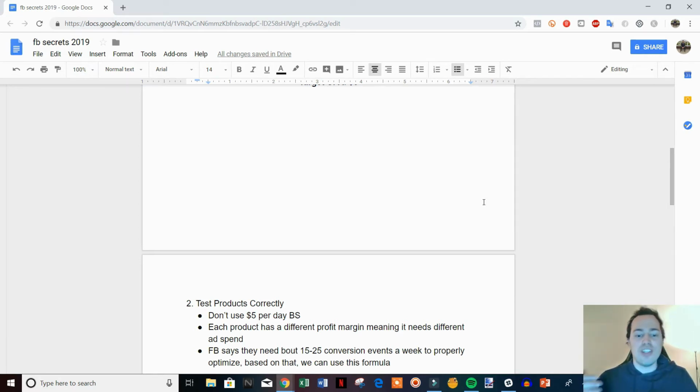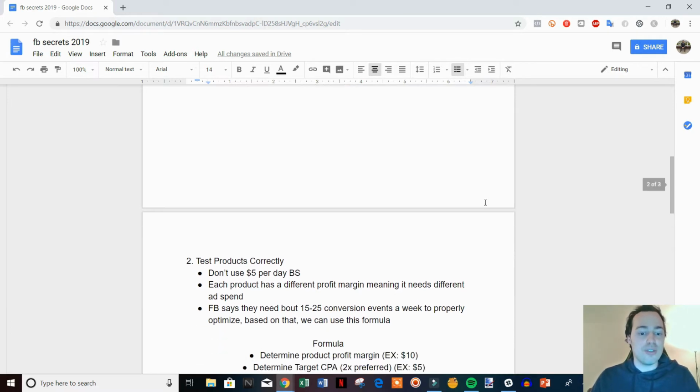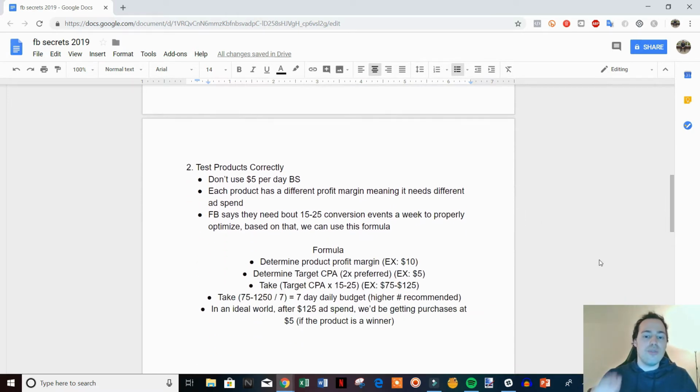So Facebook says they need about 15 to 25 conversion events a week to properly optimize for that specified conversion. So based on that, we're going to use the following formula when testing products. The first thing we need to do is determine our product profit margin. So we're going to stick with the same $10 profit margin from the above example from tip number 1.